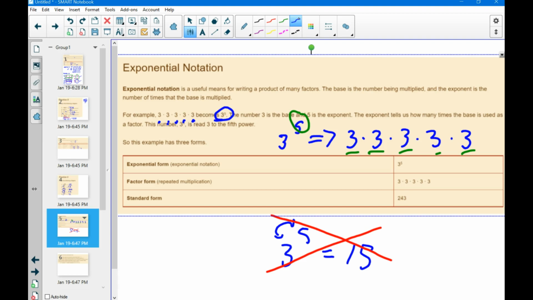There's a couple of forms we have. We have the exponential form. Exponential form looks like this: 3 to the power of 5. Factor form looks like this: all the numbers multiplied by each other. And standard form is the actual combining of the 3 times 3 times 3 times 3 times 3, which gives you the final solution of 243. And that's the 3 forms.